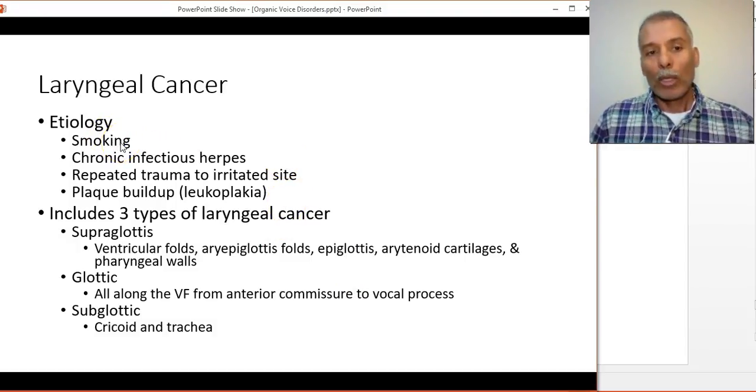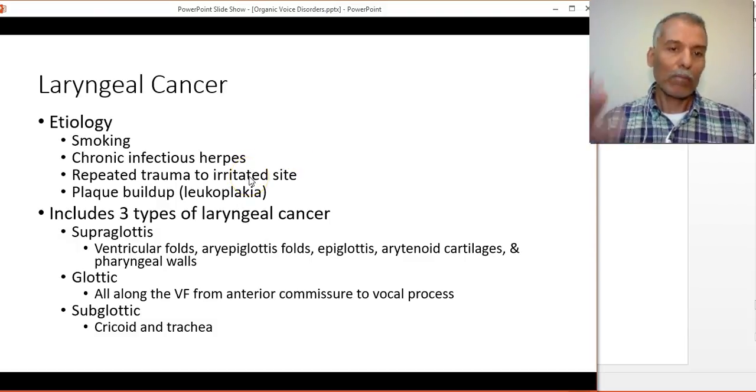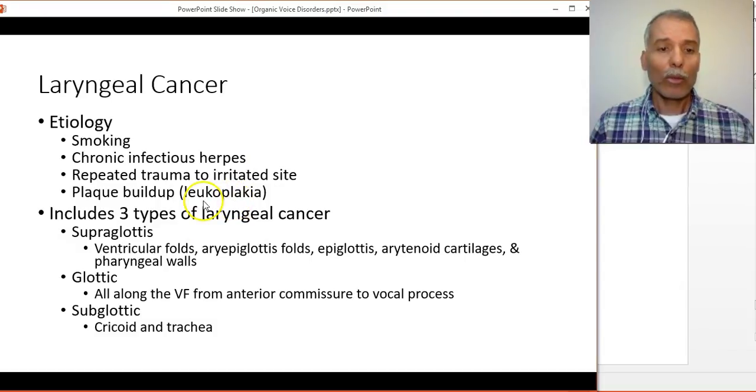Laryngeal cancer. Smoking comes as the number one cause. And for example, chronic infectious herpes, sexually transmitted disease, repeated trauma to the irritated site. For example, if you have a fibroma and you keep chewing at it, it could develop into oral cancer. The same way, if the irritation is just over and over and over, the tissue can't just keep regrowing forever, and then it grows out of control. Plaque buildup, called leukoplakia, could also cause laryngeal cancer.